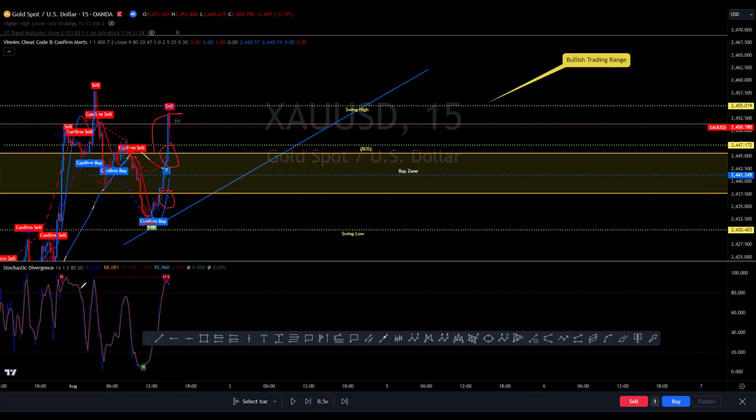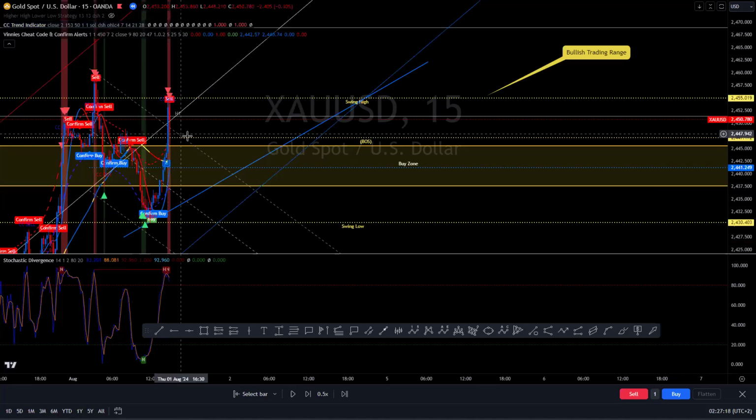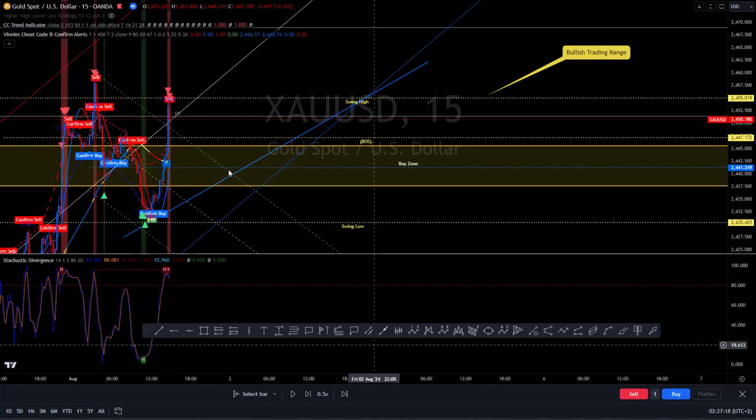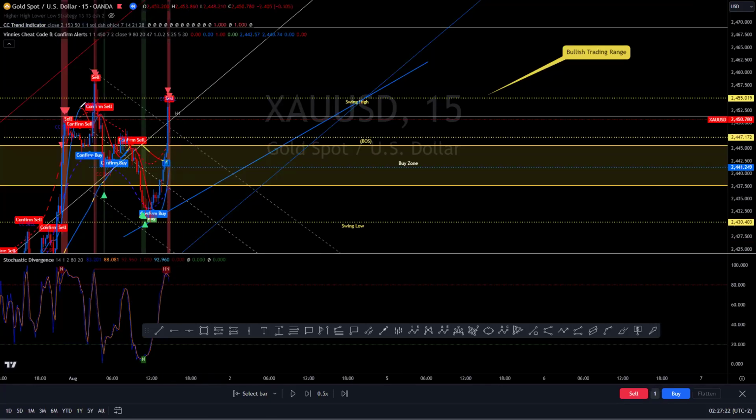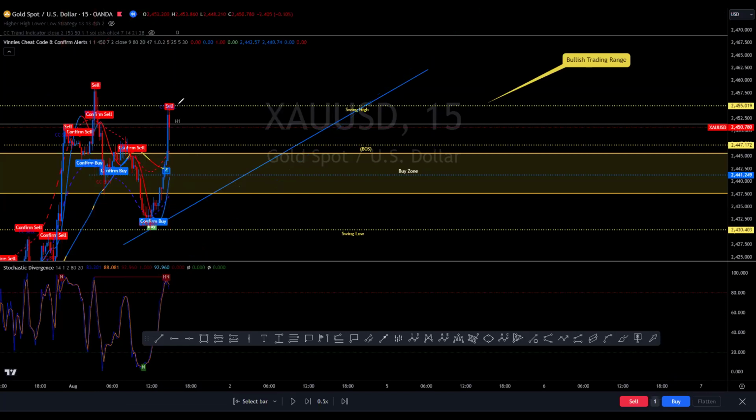Now, once we have done that, the very next thing we're going to want to do is turn on the CC trend indicator. First things first, we turn on the CC trend indicator and ask ourselves, do we have a cheat code buy or sell signal? Which in this case, we have a sell. So that's good, okay?